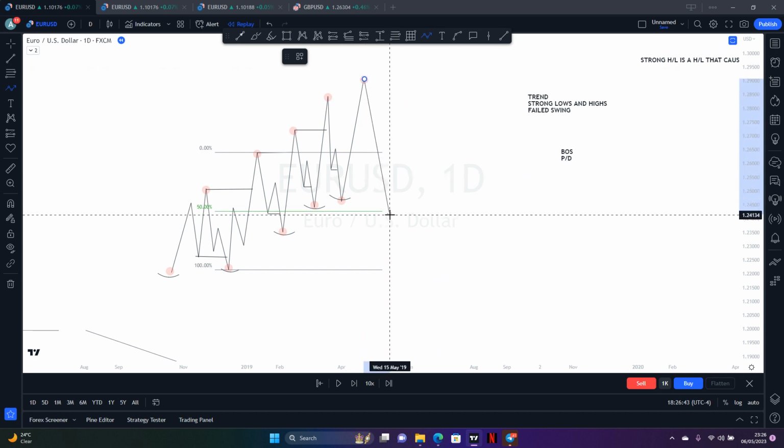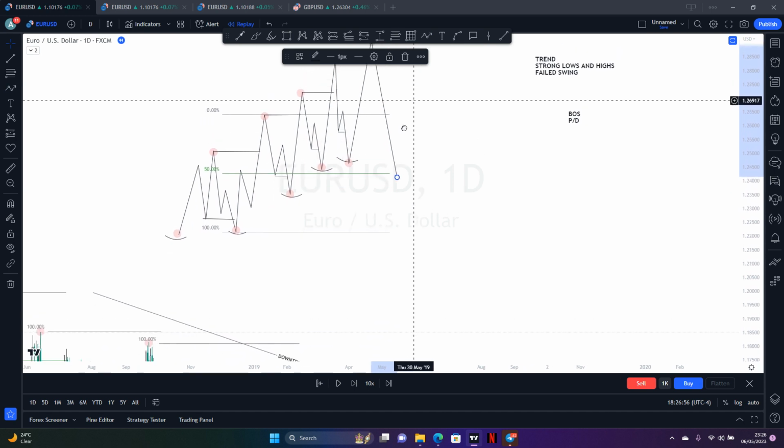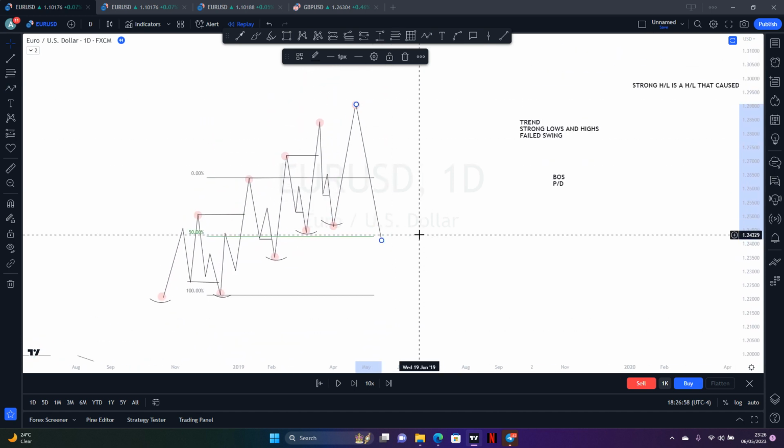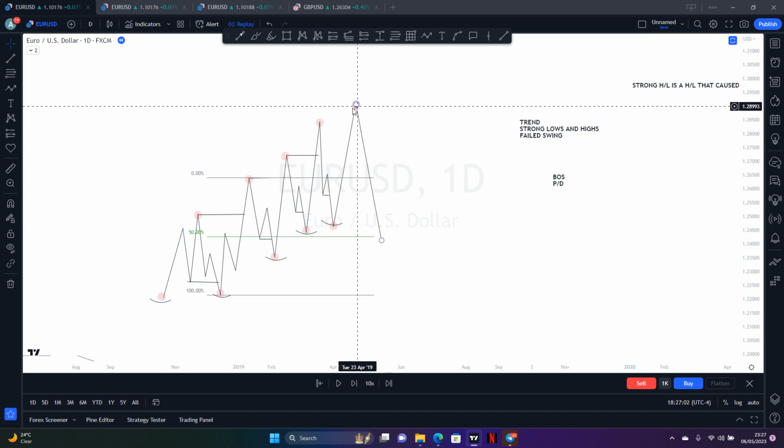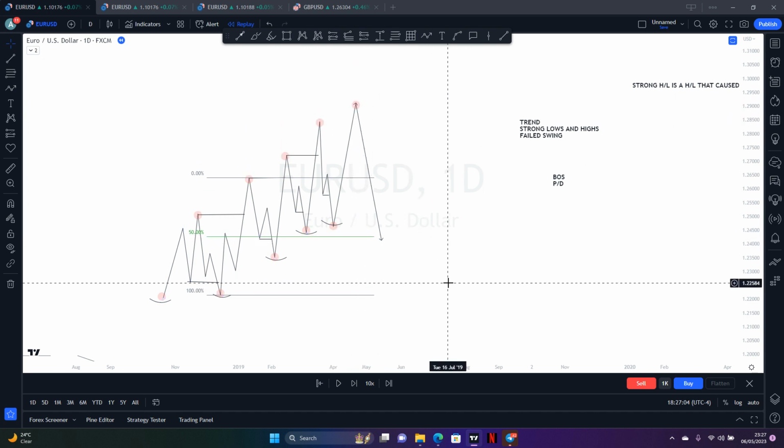this low. And that is where the idea of failed swing comes into play. What does that mean? It just means that price has now failed to produce a higher high in the case of an uptrend, or a lower low in the case of a downtrend. So you should now be looking for market structure shifts or entries around this zone to take price lower.